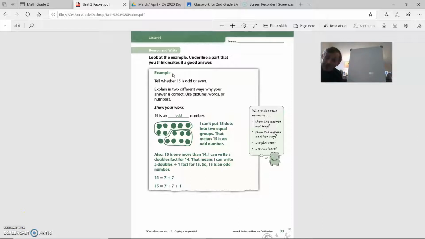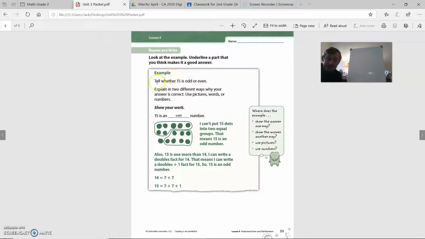All right, now that you have everything you need, we are going to start with the example problem. At the top it says, look at the example. Underline a part that you think makes a good answer. So we're going to look at their equation here and then figure out where their fake student was able to kind of show exactly what they knew. So let's jump right in.